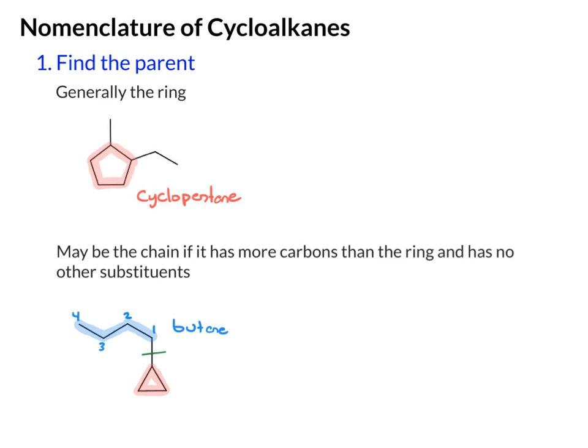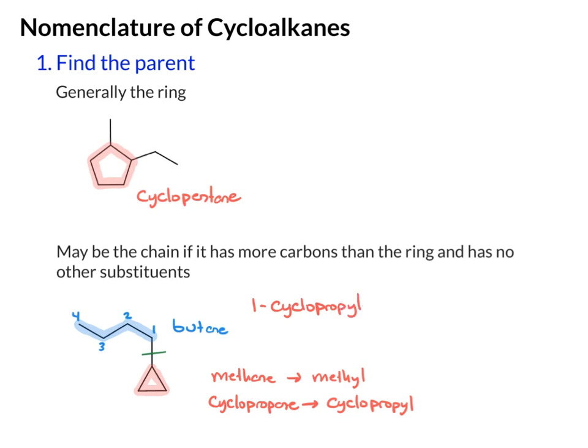So now what we want to do is treat this cyclopropane as a substituent. So the same way if you had methane and that became a methyl group, the cyclopropane, since it's a substituent, becomes a cyclopropyl group, and it's at carbon 1. So when we name this, we have 1-cyclopropylbutane.